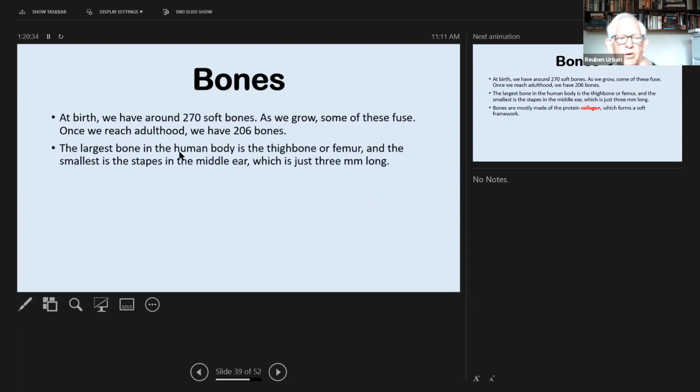So at birth, we've got about 270 soft bones. As we grow, some of them fuse, like the skull. In total, after fusion is finished during the growth period with kids, we have 206 bones. The largest, of course, are the femurs or thigh bones, and the smallest are the stapes, the three ossicles inside the ear. On each side we have three little bones.